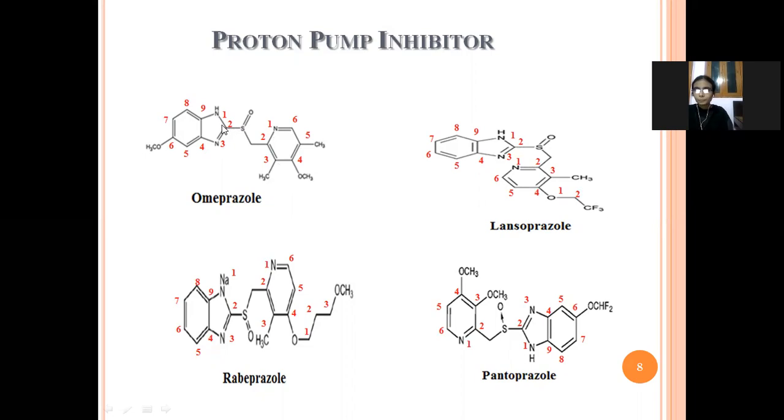In 1,3 benzodiazole, sixth position methoxy, in second position sulfonyl, and here methyl, pyridine, in third position, fifth position dimethyl, four methoxy group is there. Next, lansoprazole.